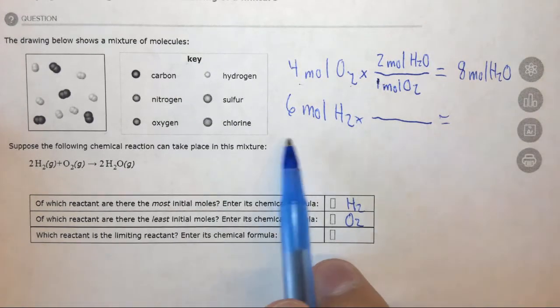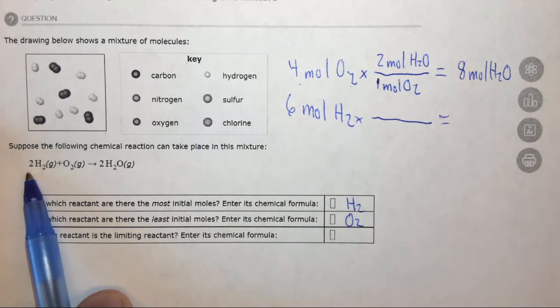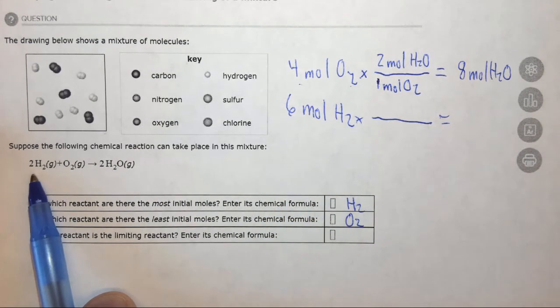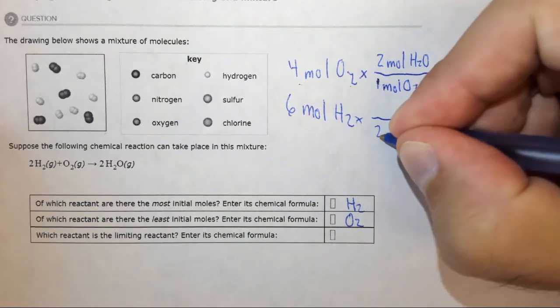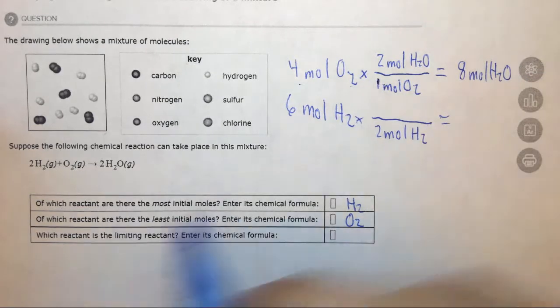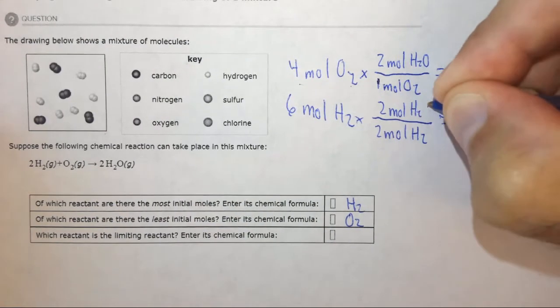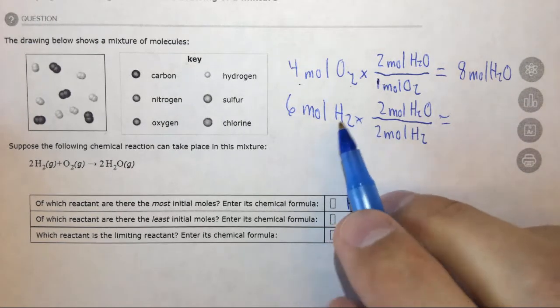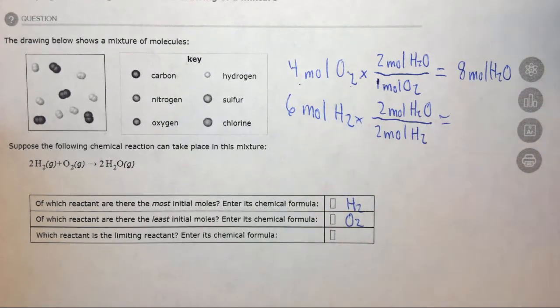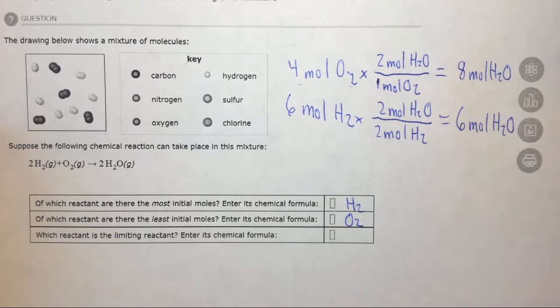Now let's see how much water we'll make if we react 6 moles of hydrogen. If we go to the stoichiometric coefficient in front of hydrogen, it's a 2. So we put 2 moles of hydrogen on the bottom, so the moles of hydrogen will cancel out. And then again, 2 moles of water on the top, because we're looking to figure out how much water we can make. And 6 times 2 over 2 is still 6. So we get 6 moles of water.